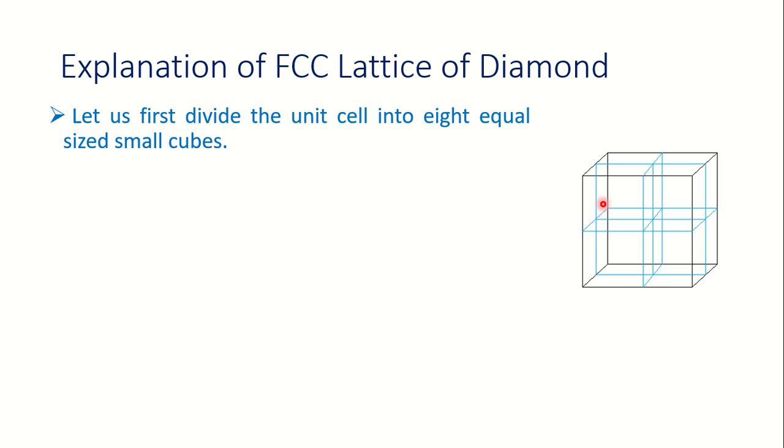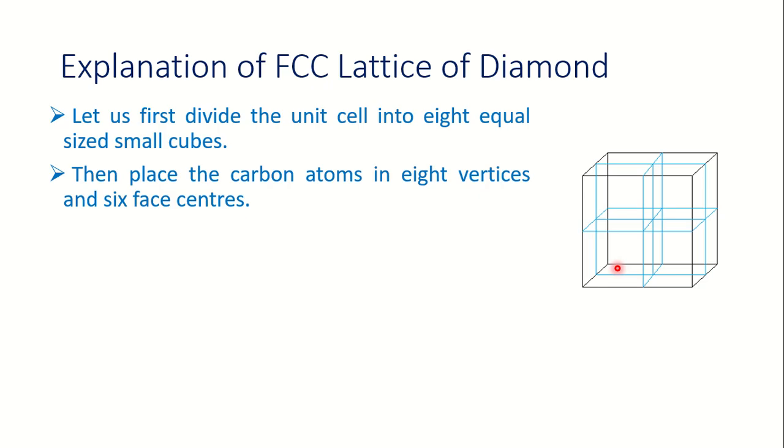This is cube 1. This is top left front. Okay, this is front right top. This is front left bottom. This is front right bottom. Now this one, this is back right bottom. This is back top right. This is back top left. This is back bottom left. Okay, so this way 8 equally sized small cubes are obtained from here.